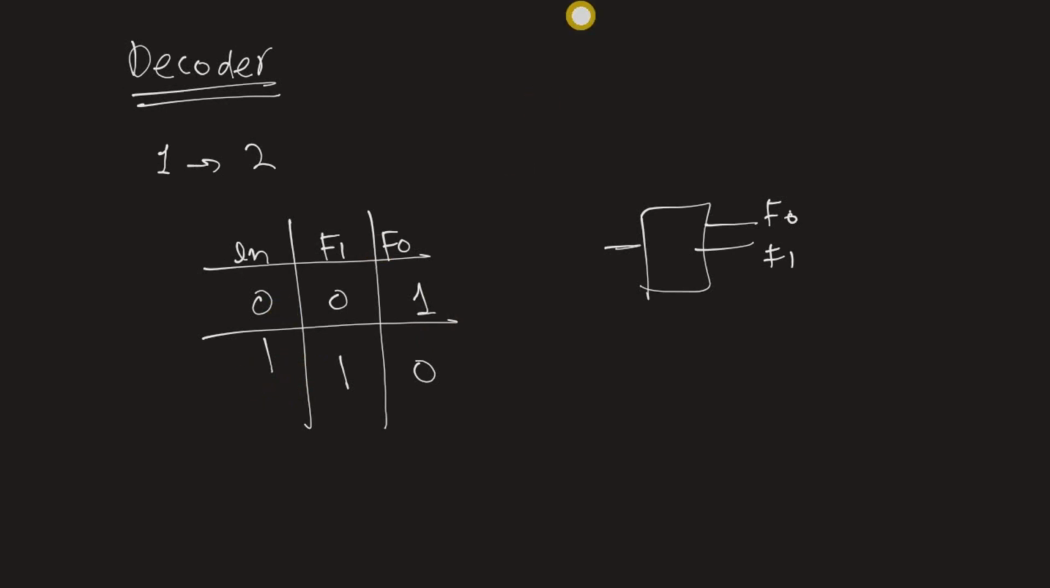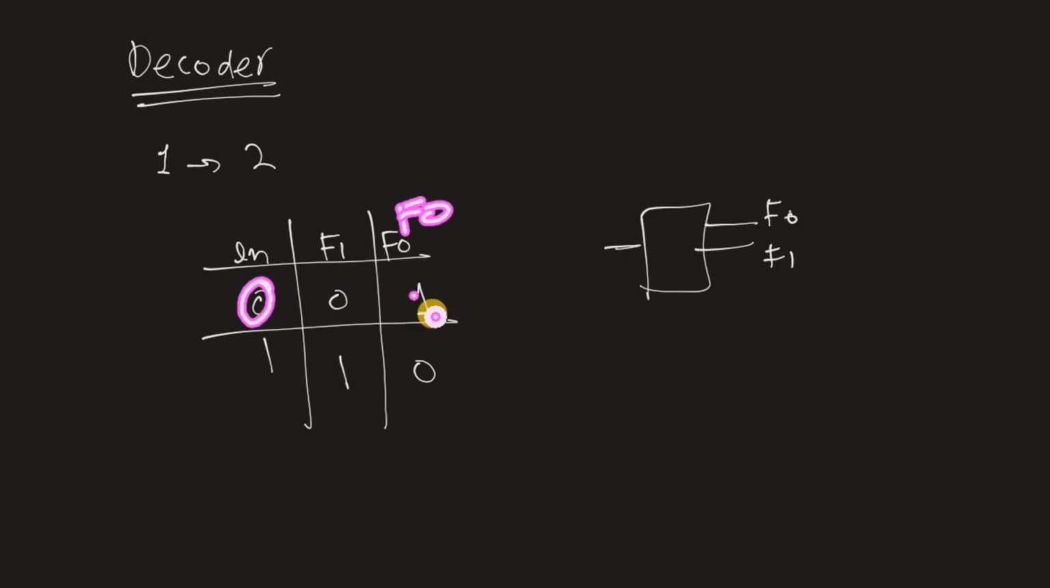So we have a 1 to 2 decoder, right? We have one input, two outputs. For the truth table, 0 and 1 are the possibilities for the input. And for the outputs, since it's a 0, for the F0 you're going to put a 1 over here at the F0 space.